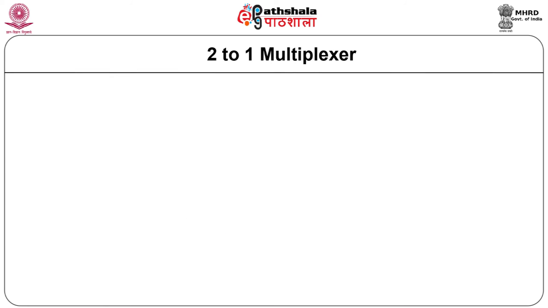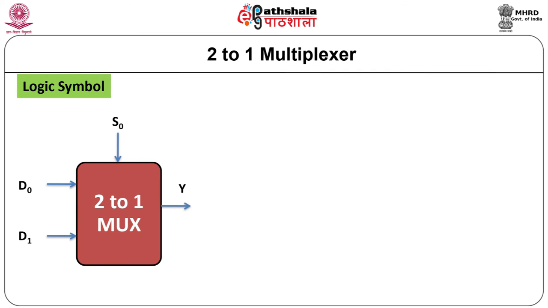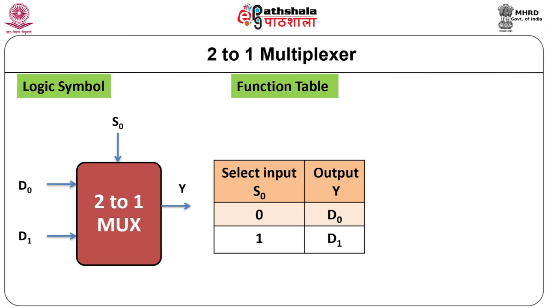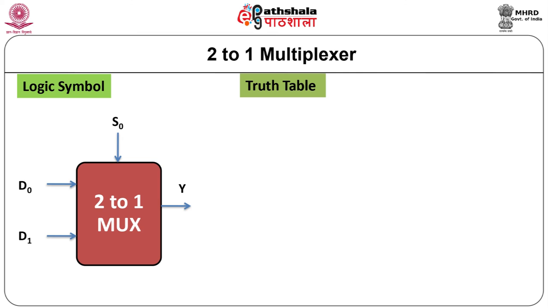Let us now discuss the design of 2 to 1 multiplexer. Let us consider D0 and D1 as the data inputs, S0 as the select line and Y as the output of the multiplexer. In the function table, we consider select line S0 as the select input and Y as the output. When S0 is 0, the output receives the data D0, and when S0 is 1, the output Y receives the data D1. Let us now prepare a detailed truth table for 2 to 1 multiplexer.